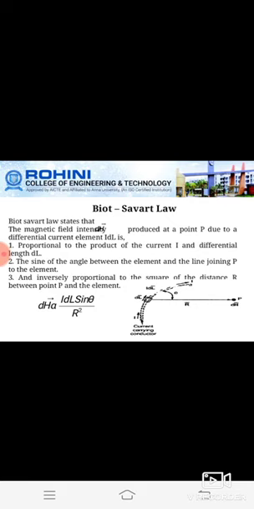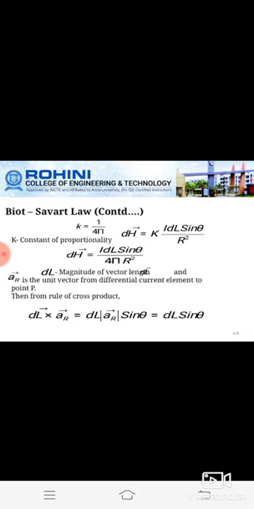To remove the proportionality we use k. So dH vector is equal to k into I dl sin theta divided by r square, where k is the constant of proportionality. The value of this k is 1 by 4 pi. So we can apply that equation here. Here dl represents the magnitude of the vector length, that is dl vector, and ar vector is nothing but the unit vector in the direction from the differential current element to the point P.